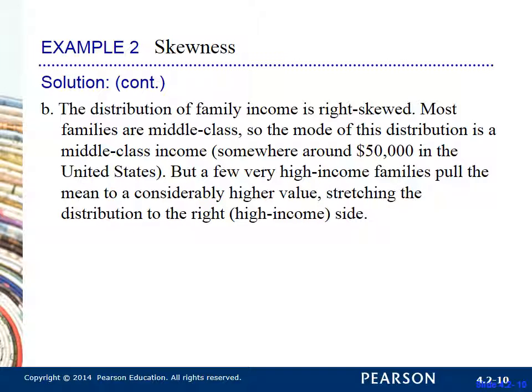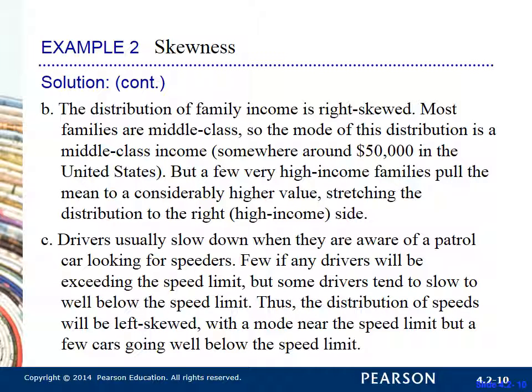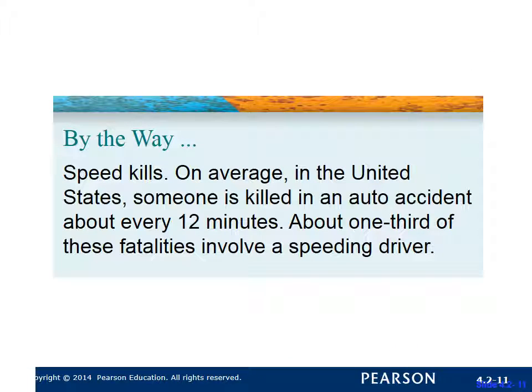So again, same idea here. Those few high income families are going to pull that mean to the high side or to the right. And the drivers that go really slow because of the speeding guy are going to give you a few unusually low values, which is going to pull your mean to the left and skew it. Now I like how they just throw in this speed kills, so be careful. So does texting and all that.